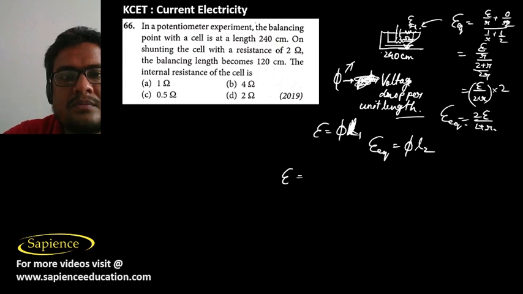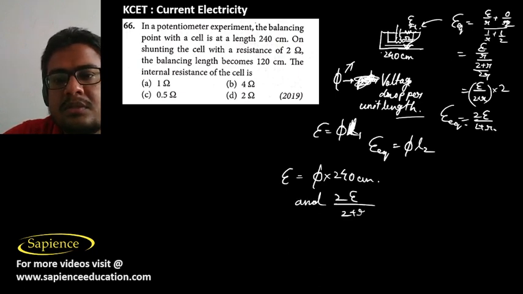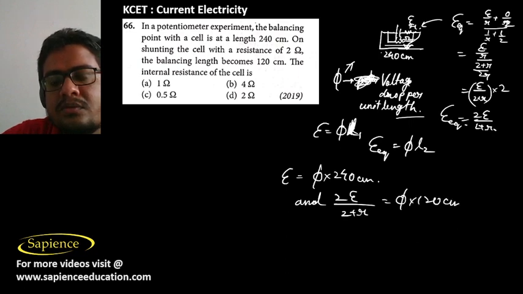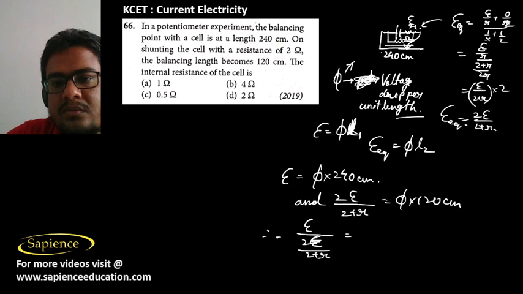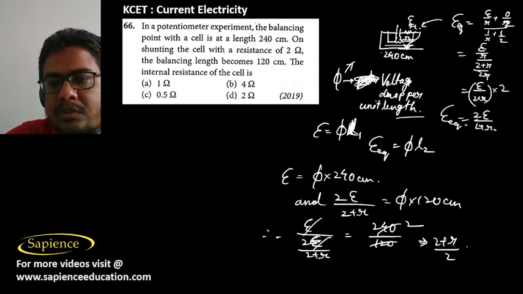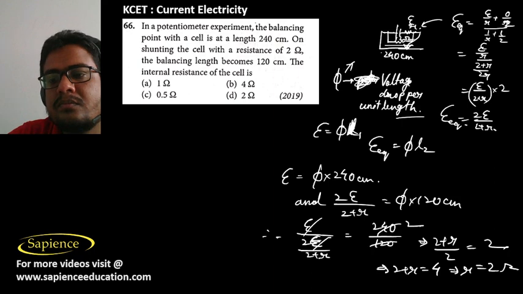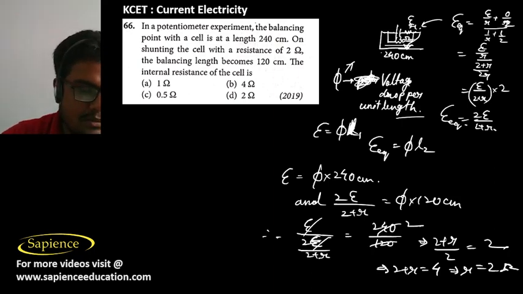Therefore, E is equal to phi into 240 centimeter, and E equivalent, which is 2E by (2 plus R), is equal to phi into 120 centimeter. If we take their ratio, E by 2E by (2 plus R) is equal to 240 by 120, which is 2. The E and E will cancel. So (2 plus R) by 2 is equal to 2, 2 plus R is equal to 4. That means R is equal to 2 ohm. 2 ohm is the internal resistance. Option D is the correct answer.